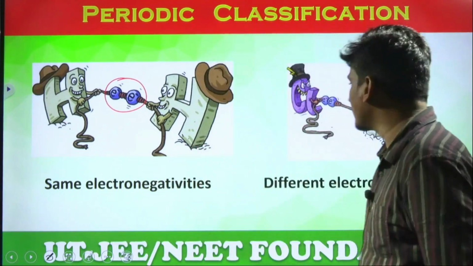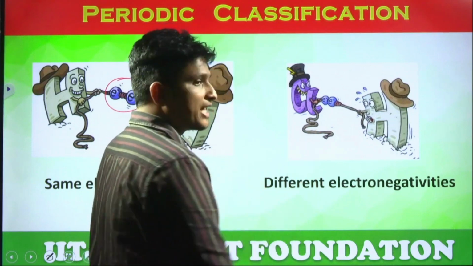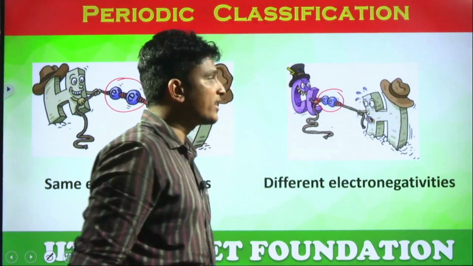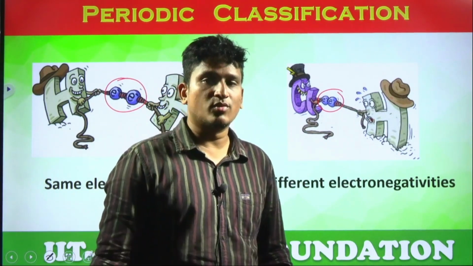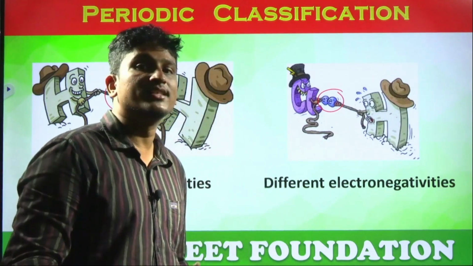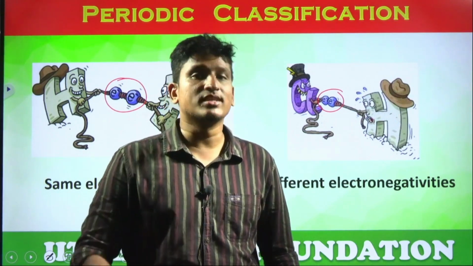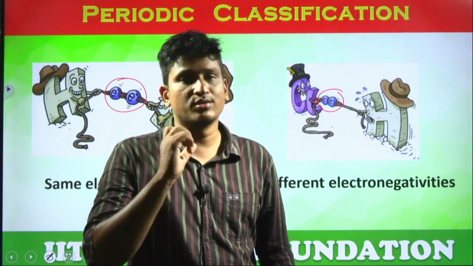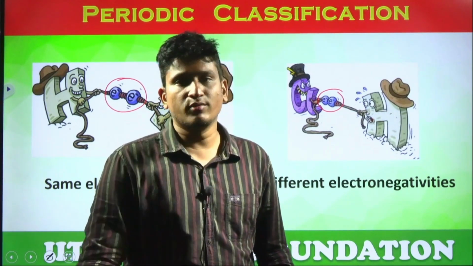Let us check the other example. In HCl, hydrogen valency is 1 and chlorine valency is 1. They are also sharing one pair of electrons. But look here, is the bonding pair closer towards the hydrogen side or the chlorine side? It is closer towards chlorine. Why? Because chlorine's electronegativity is more. What is the meaning? It has more tendency to attract the electrons. It is a halogen, a 17th group element. If it can gain one electron, it readily achieves noble gas configuration.